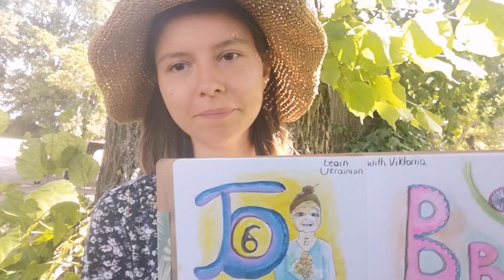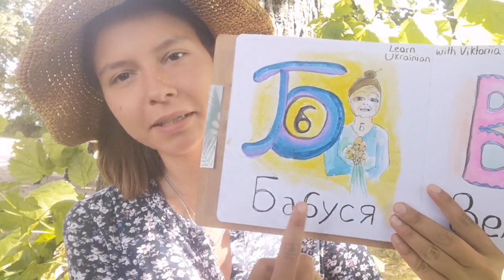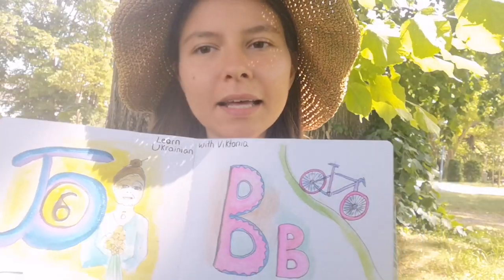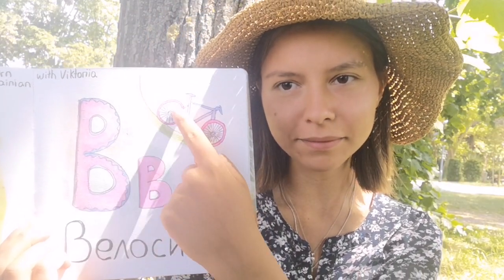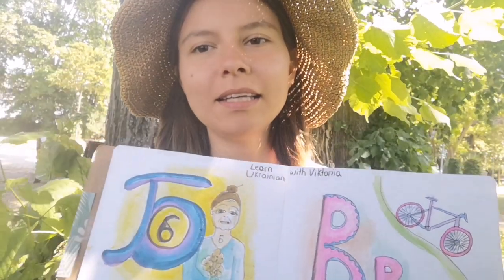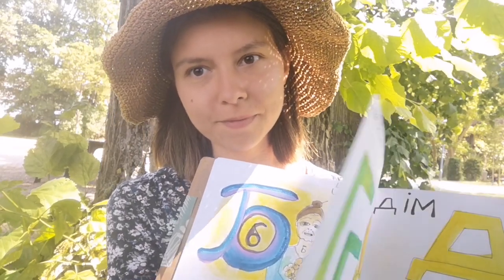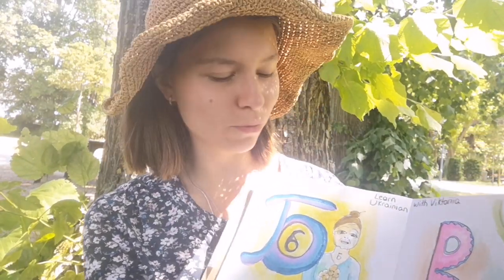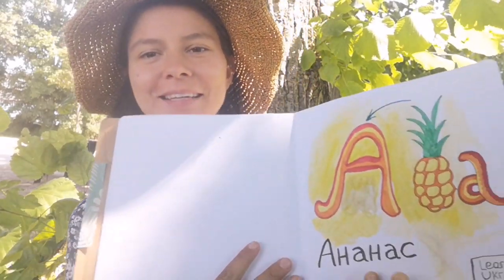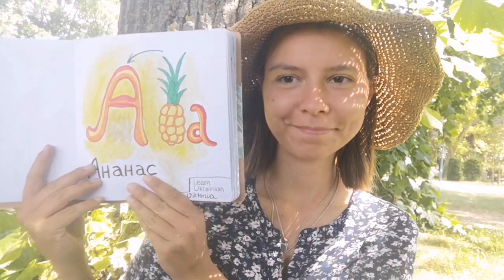What did I just say? Did it sound to you like a bit of gibberish language? I'm sorry. I will translate it to you, bit by bit. So, бабуся, grandma, їде на велосипеді, is riding on a bicycle, і в руці тримає, and in her hand, she holds. Oh, that's already another page. Here, ананас. Бабуся їде на велосипеді і тримає ананас.